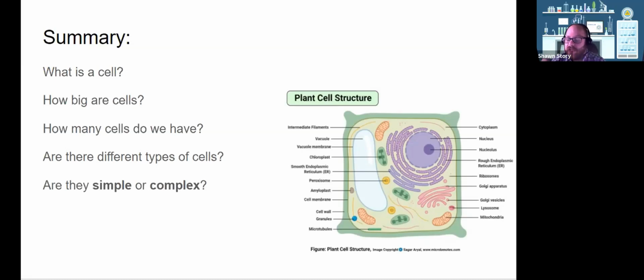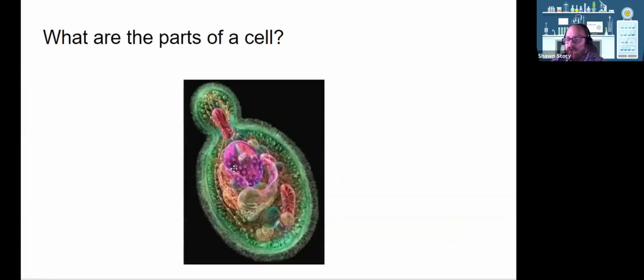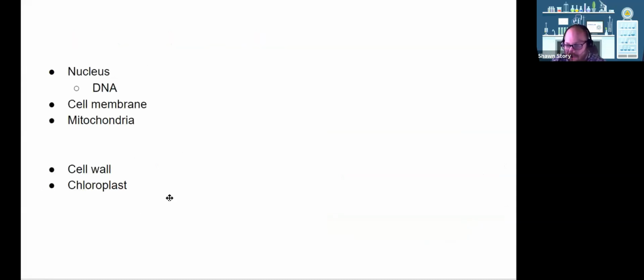We're going to look at all the different parts of a cell. And the word that we use for the different parts of a cell is organelles. And so here's some different organelles inside of our body. Go ahead and say all of these with me.